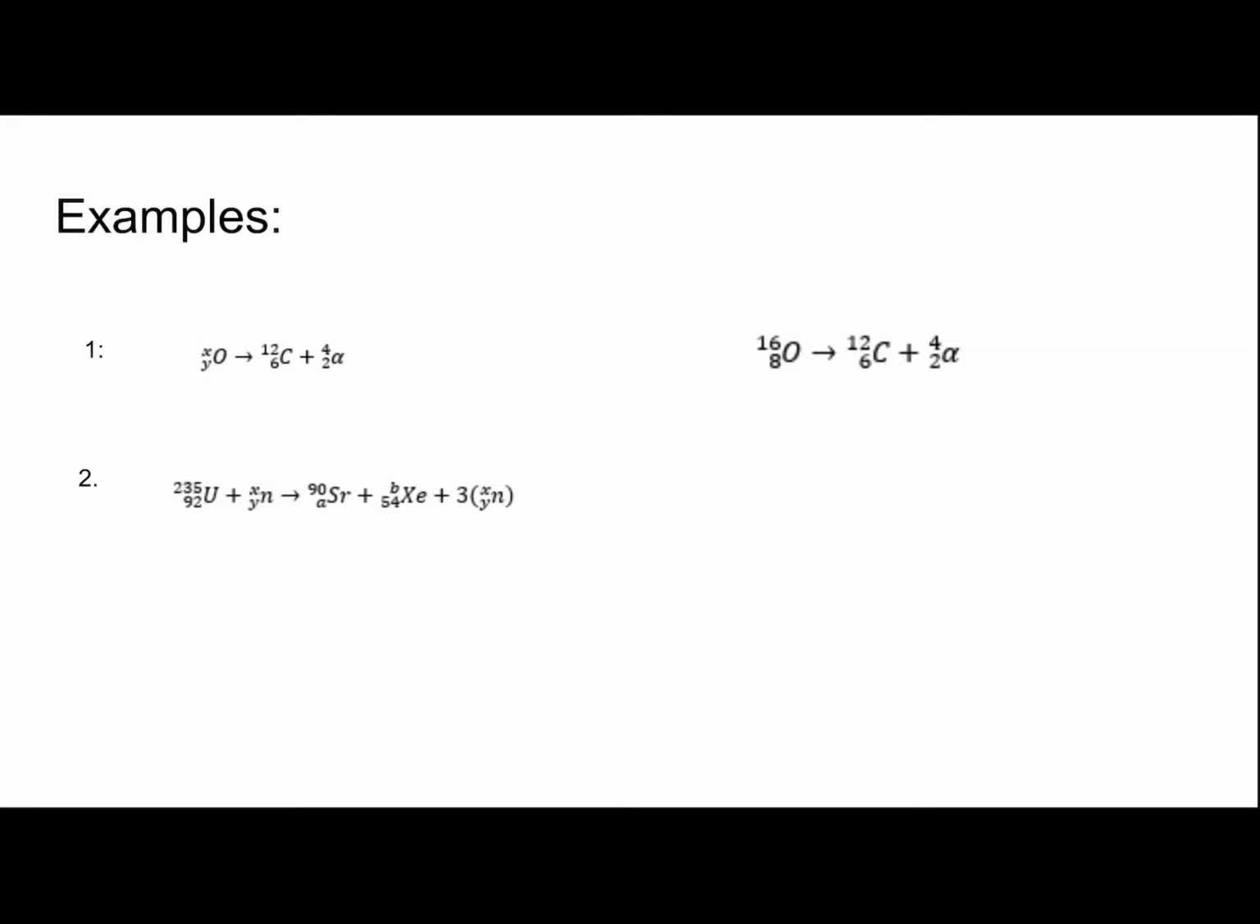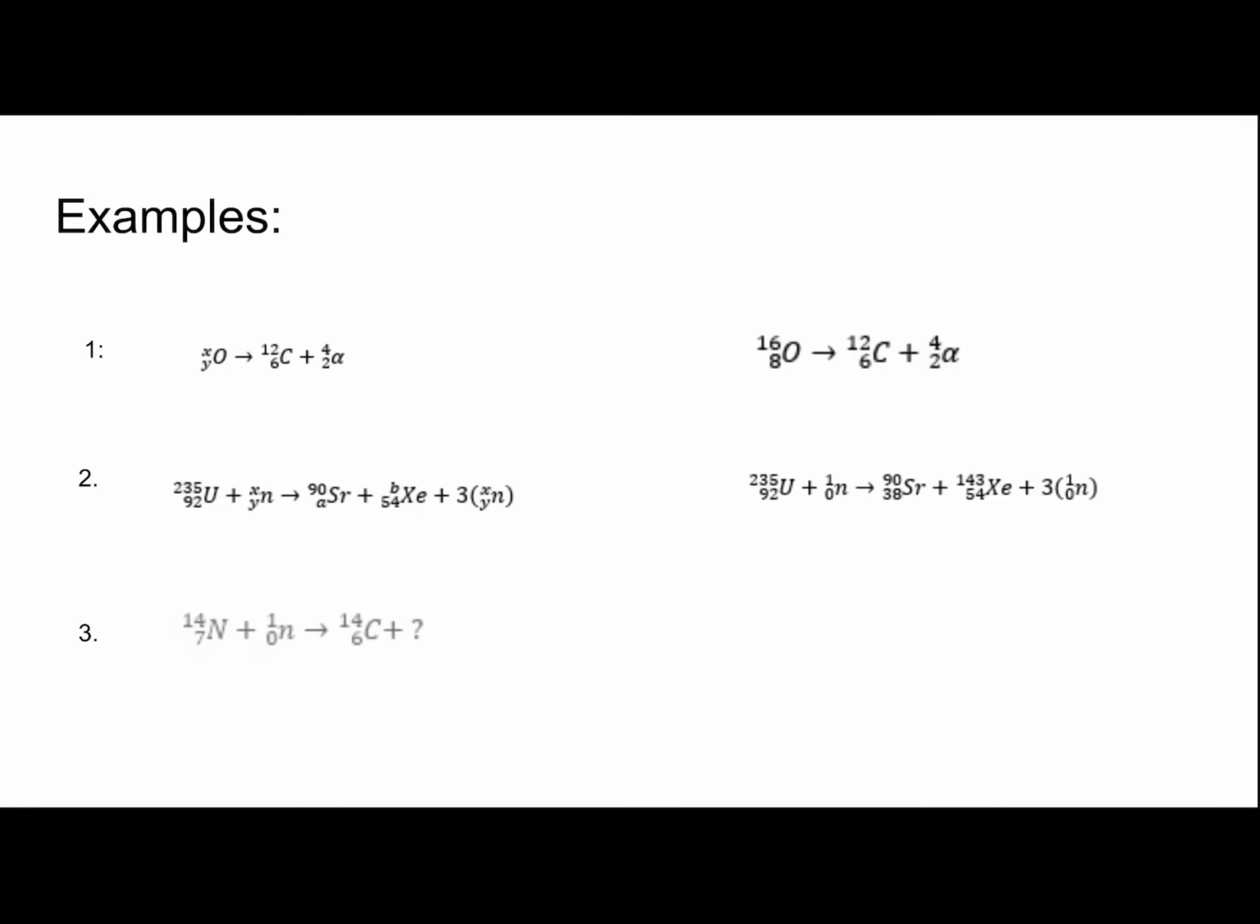Example 2. We have this equation. Remember that N, the small n, represents a neutron, so keep that in mind. I want you to find the values of X, Y, A, and B. You should have got the following as your answer, so just double check that you've got the same answer.